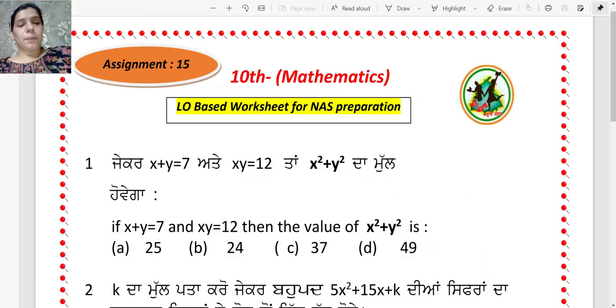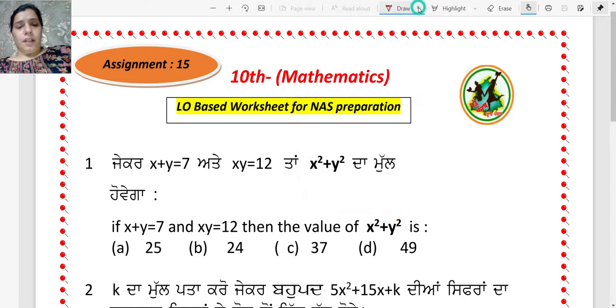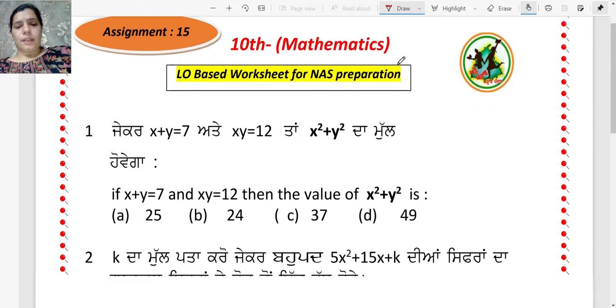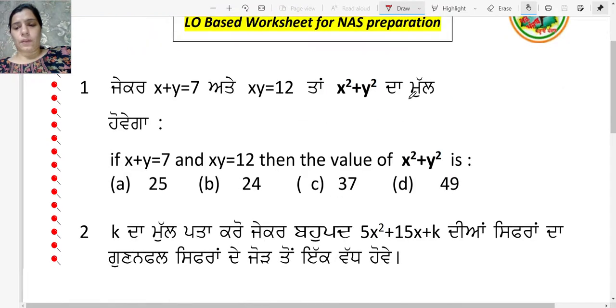So let's begin with assignment number 15, 10th Mathematics LO based worksheet for NAS preparation. Students, the first question is, if x plus y is equal to 7 and x multiplied by y is equal to 12, you have to find the value of x square plus y square.